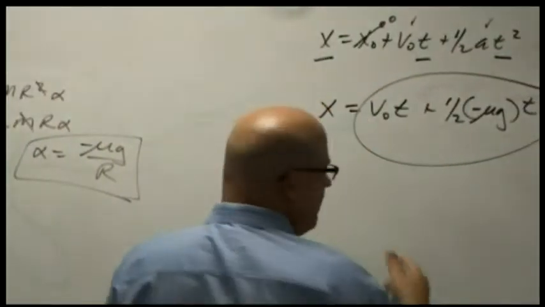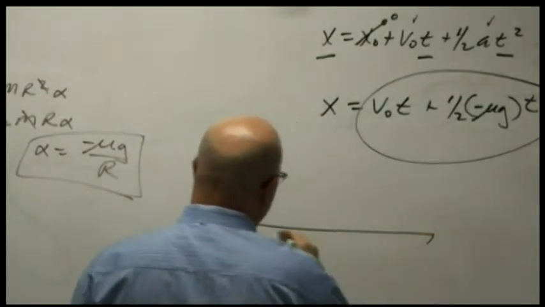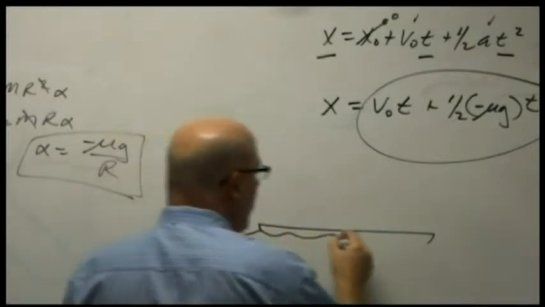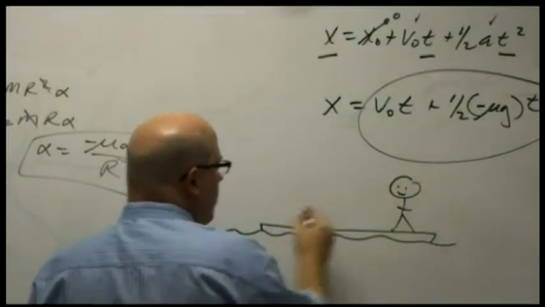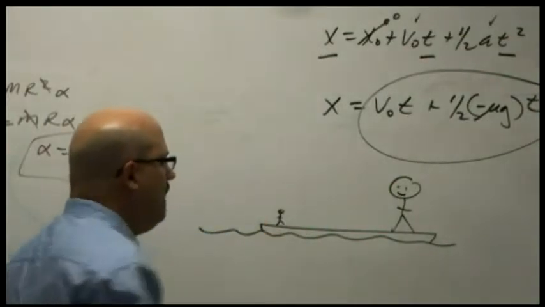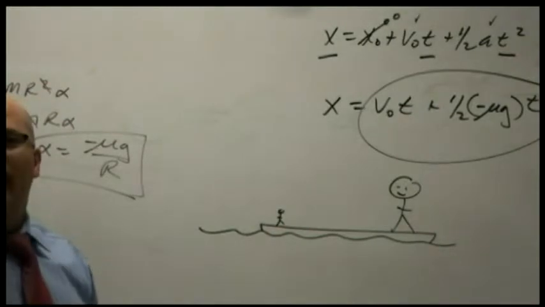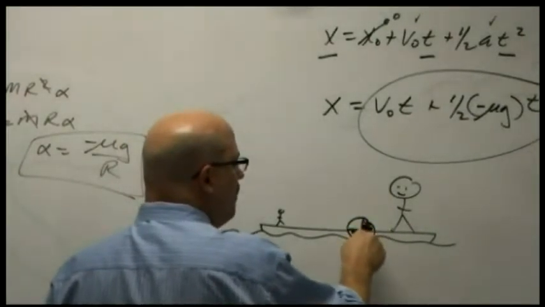Another thing, everybody, you could use this center of mass idea. We're going back to center of mass. Let's say you had a boat or a raft, and you're standing on one end, and Mini-Me is standing on the other end. Okay? Where's the center of mass of this thing? Somewhere over here, right?